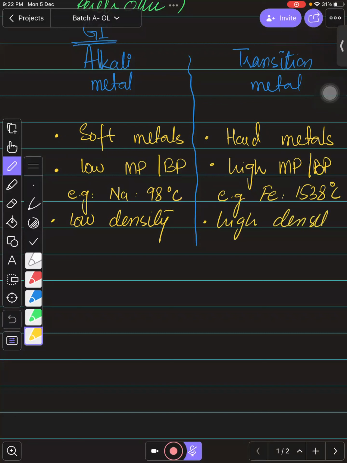Okay. And if you want to see the difference in densities, you need to remember sodium has a very low density, so it can float on the surface of water. It is less than water's one gram per centimeter cube. And if you talk about iron, it will be 6.98 grams per centimeter cube.